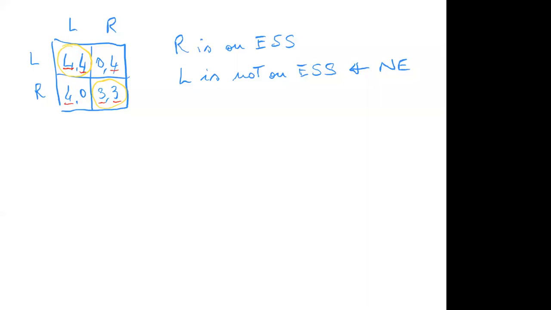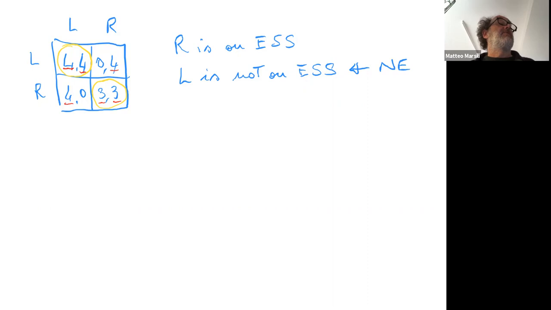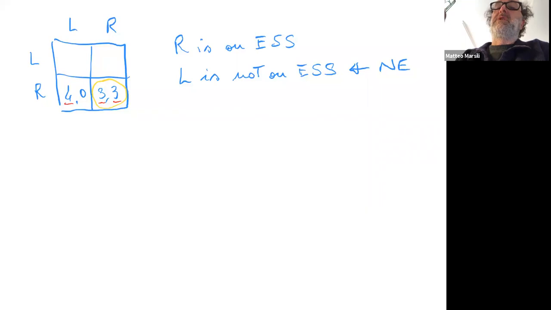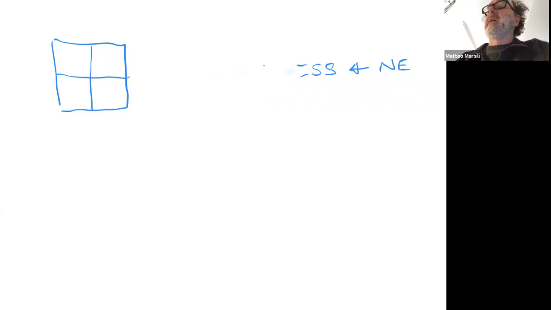Okay. Thank you. So the next thing that I want to discuss is that you would think that evolution should always lead to one strategy or the other, but this is not necessarily so. In order to see this, let's consider another game, which is very popular in evolutionary game theory, the Hawk-Dove game.